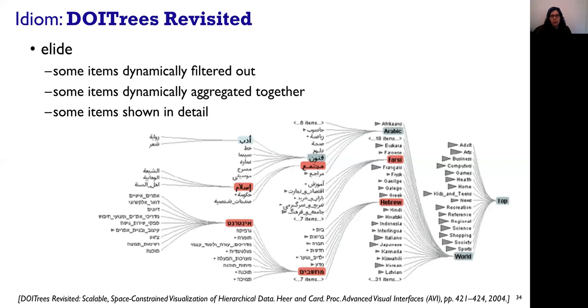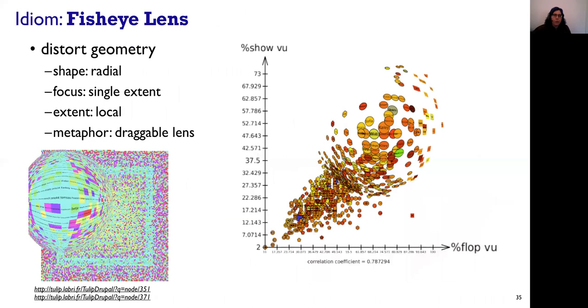This sort of elision, in some ways, is the most straightforward thing to understand. Aggregating what you're not seeing, and then expanding out the parts you are seeing. We've seen some other views like that. Let's take a look at some of the alternatives to that. One is this metaphor of a fisheye lens, where people are actually distorting the geometry.